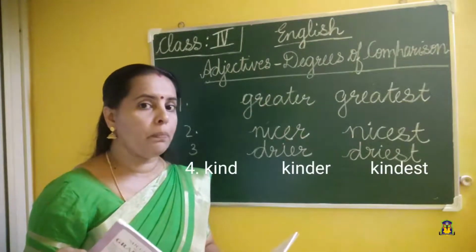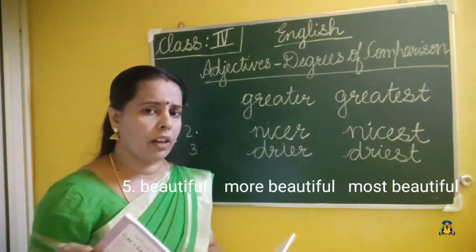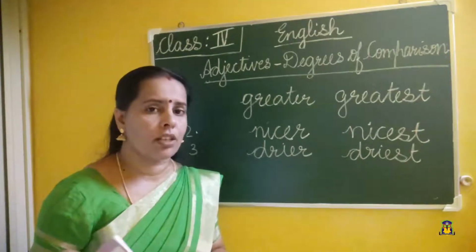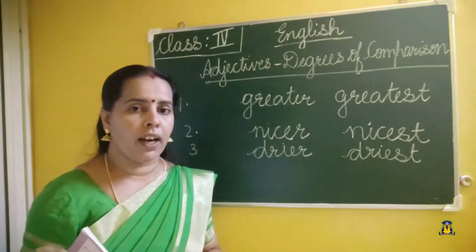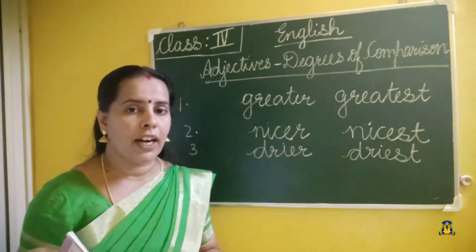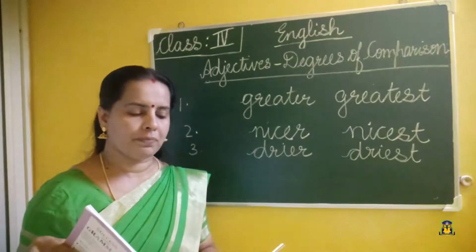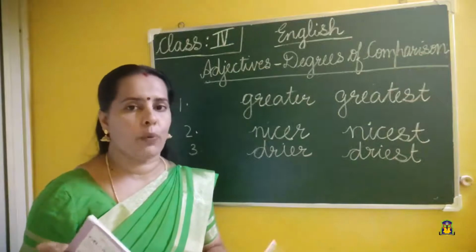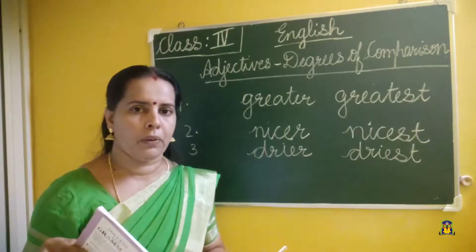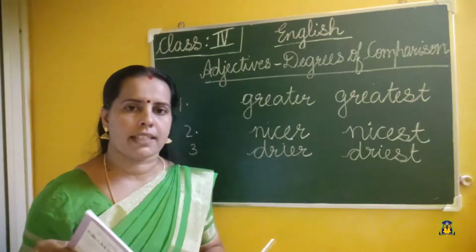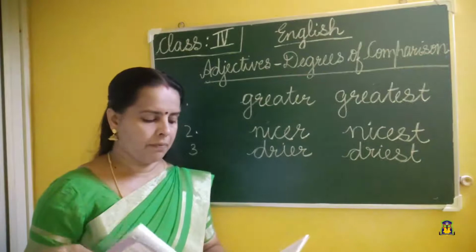Beautiful. Fifth one. Beautiful. We cannot say beautifuler. Have you heard a word like that? Beautifuler? It's wrong. So what should we add? More beautiful. And the superlative one? Most beautiful. Okay, children. Now 6, 7, 8. That you should write yourself. It's a homework for you. Okay, do it as an assignment. 6, 7, 8. Understood?